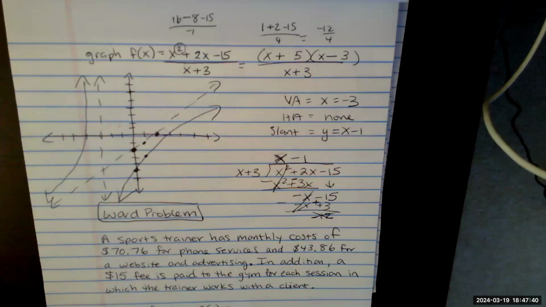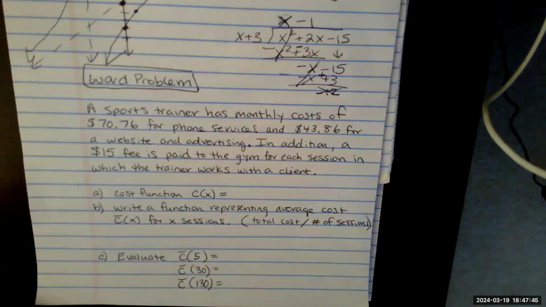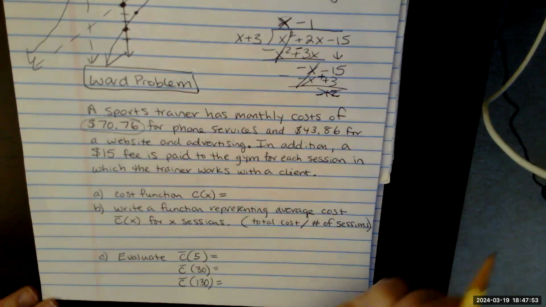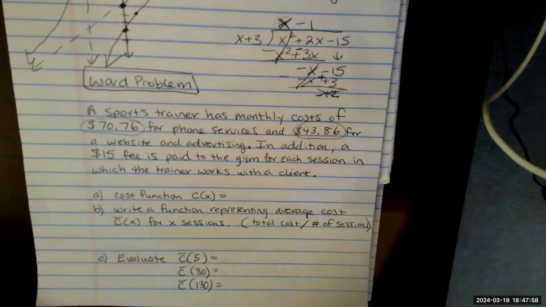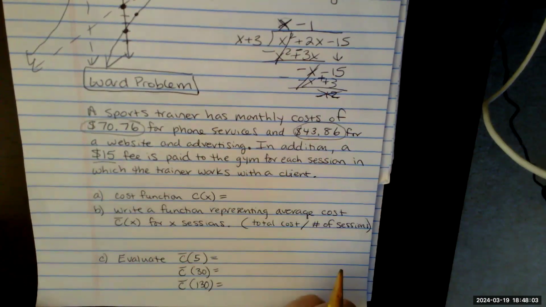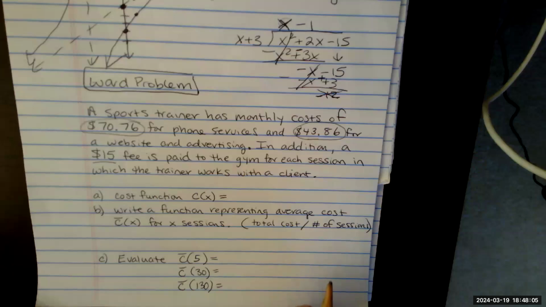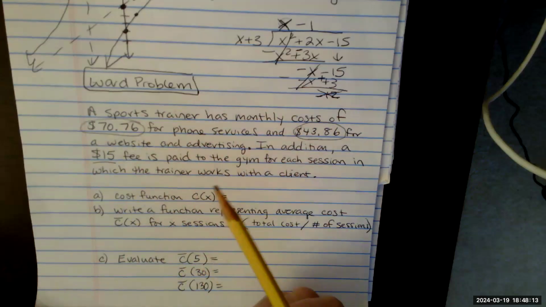Okay, last one, word problem. We have a sports trainer who has monthly costs of $70.76 for phone service and $43.86 for a website and advertising. So he pays these every month. In addition, a $15 fee is paid to the gym for each session in which the trainer works with a client. So he pays these 2 things every month, and then he pays this to the gym every time he works with a client. So what would his cost function be?